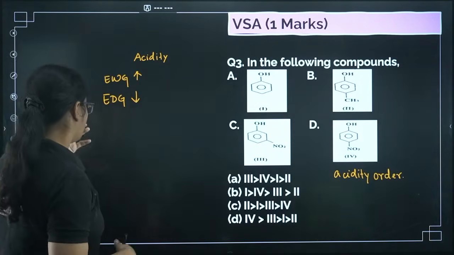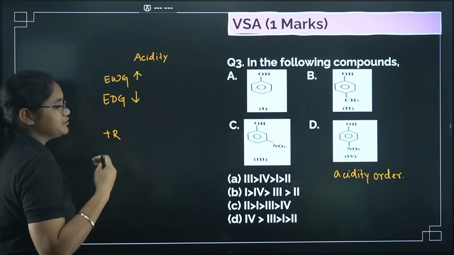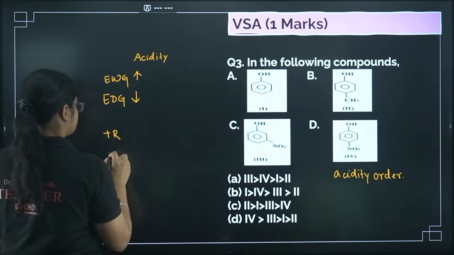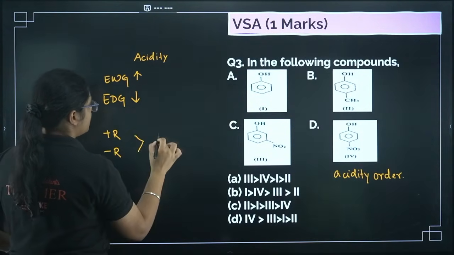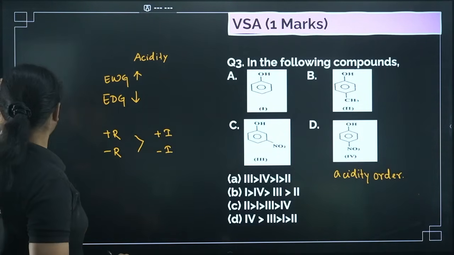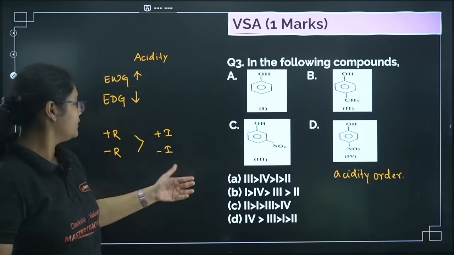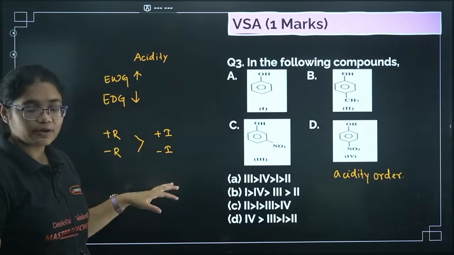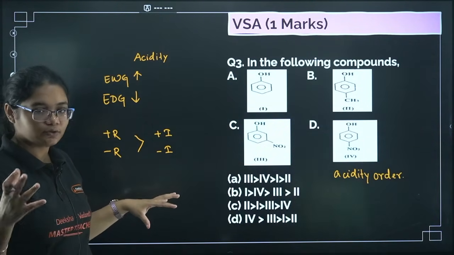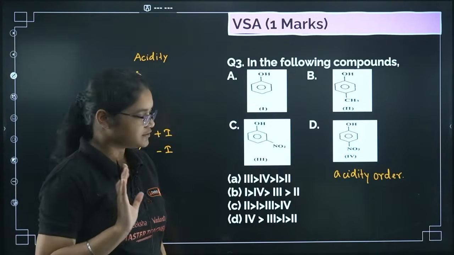These are the 2 things. And one more important thing is, if you have plus R effect, means donation can happen through plus R and plus I, right? So plus R or minus R, both are more dominant than plus I or minus I. Now let us label each of these compounds with what groups they are, whether it is R or I, plus or minus, and if it is a donating group, how it is donating, through inductive or through resonance.